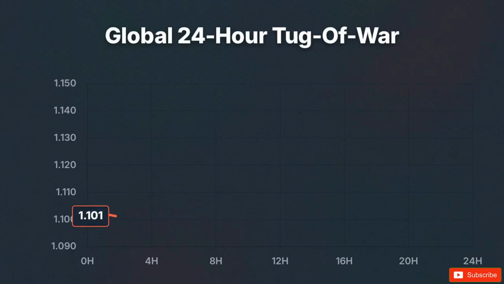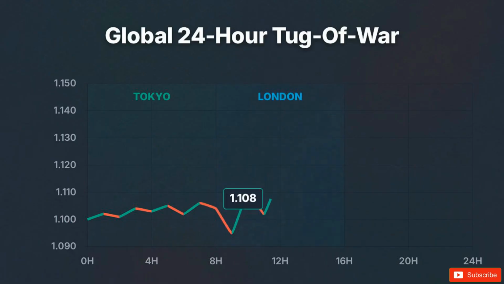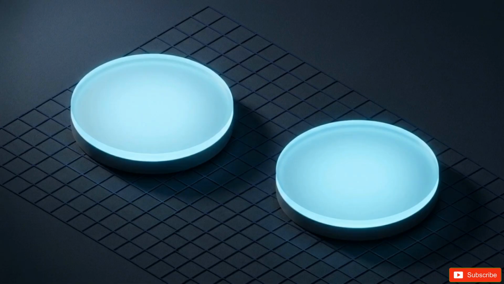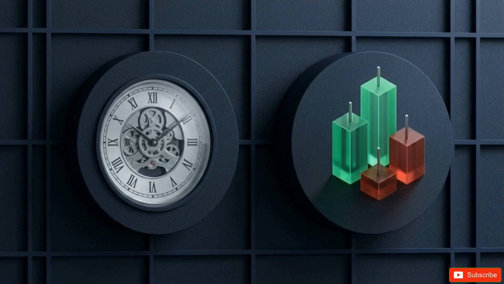The Forex market operates as a continuous 24-hour tug of war. Global buyers and sellers constantly compete, pushing prices up or down across the grid. To navigate this constant movement, you must lock down two specific variables: knowing exactly when to sit at your screens and knowing precisely what patterns to look for.